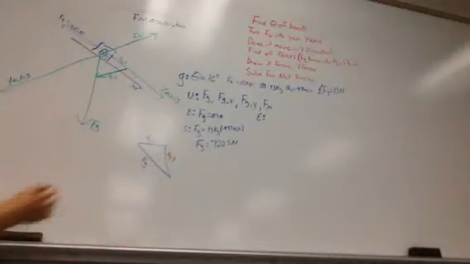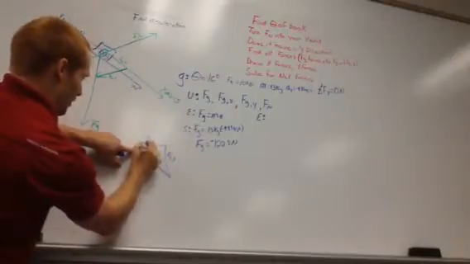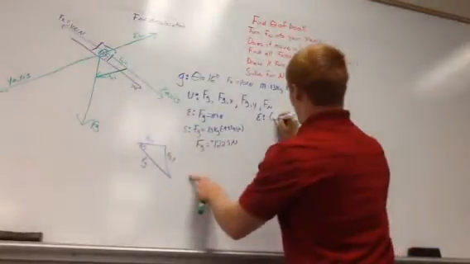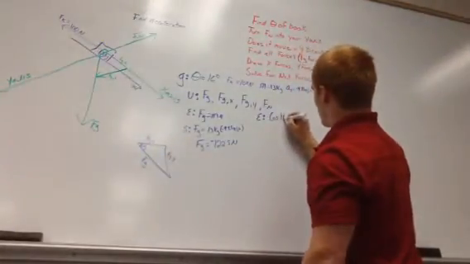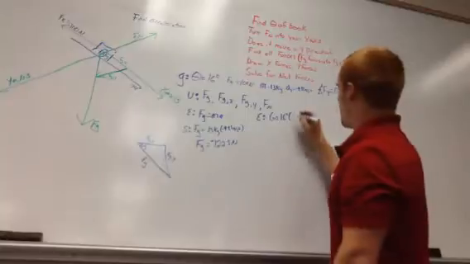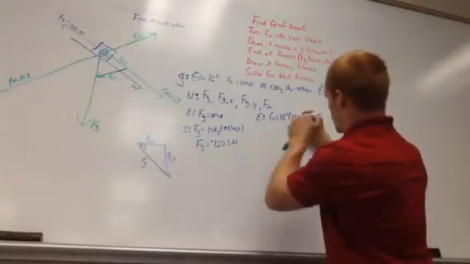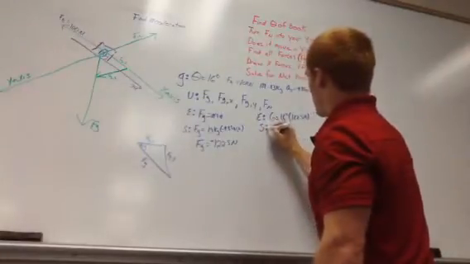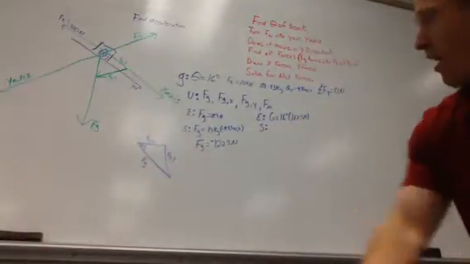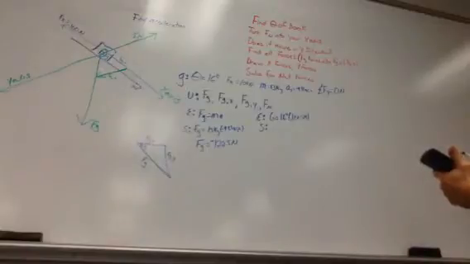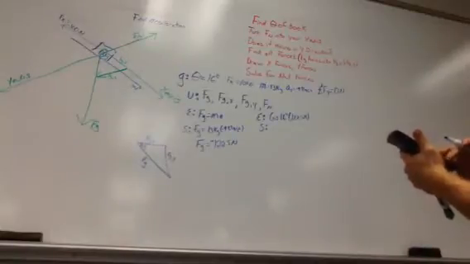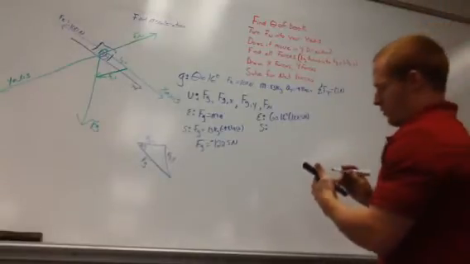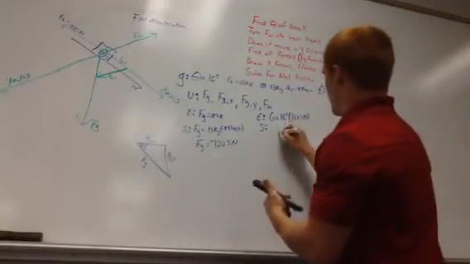If that's better for you to see, this would be 16 degrees, and we already have this value, so we're going to do cosine to find x. So we're going to do cosine 16 degrees times our Fg, which is 122.5 newtons, and this will give us our Fg of x, which will be 118 newtons.